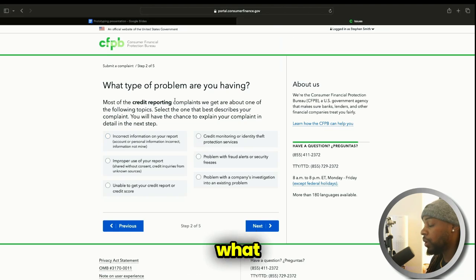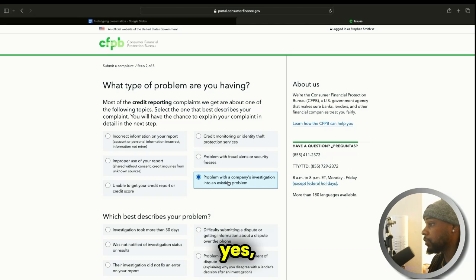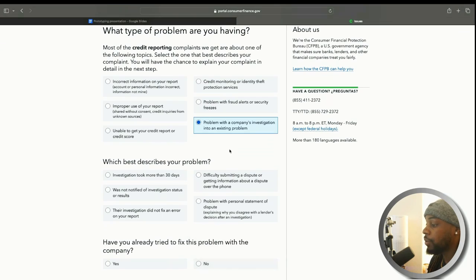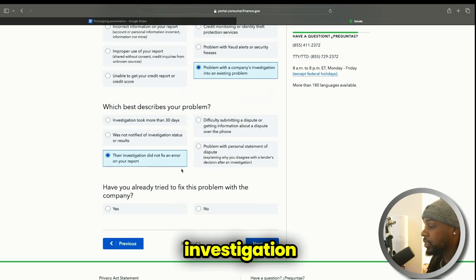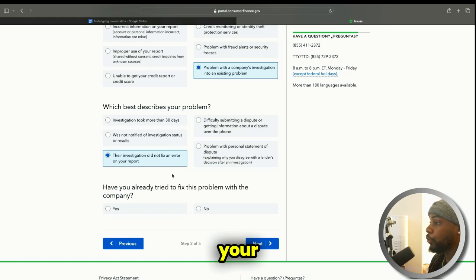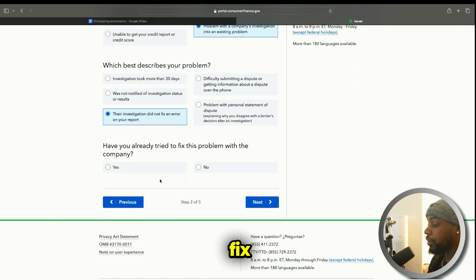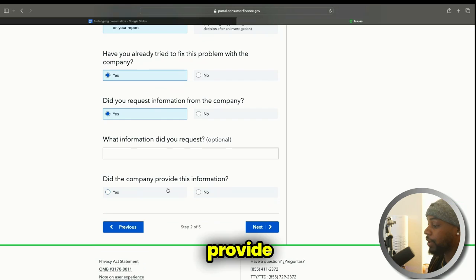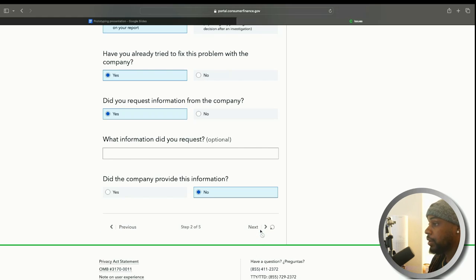And then when you go to what type of problem are you having, you're going to choose problem with the company's investigation into an existing problem. And yes, for round 1, you're still going to select this option. You're going to say problem with a company's investigation into an existing problem. Their investigation did not fix an error on your report. Have you already tried to fix the problem with the company? Yes, I did. Did you request information from the company? Yes, I did. Did the company provide this information? No, they did not. And you're going to click on next.